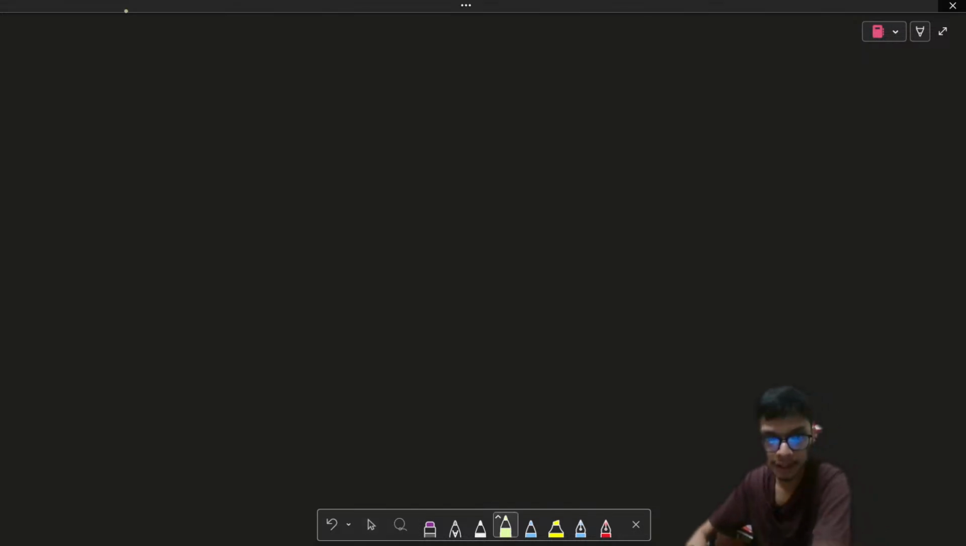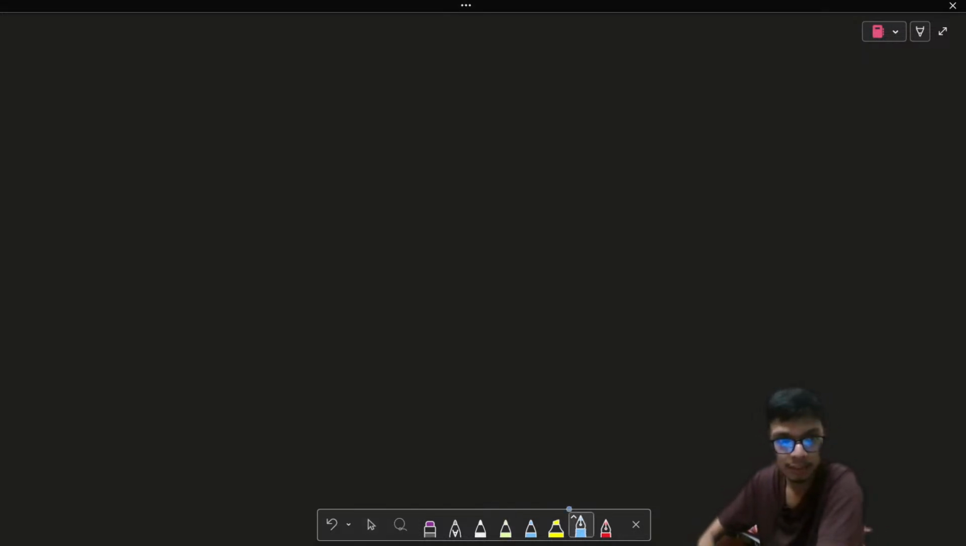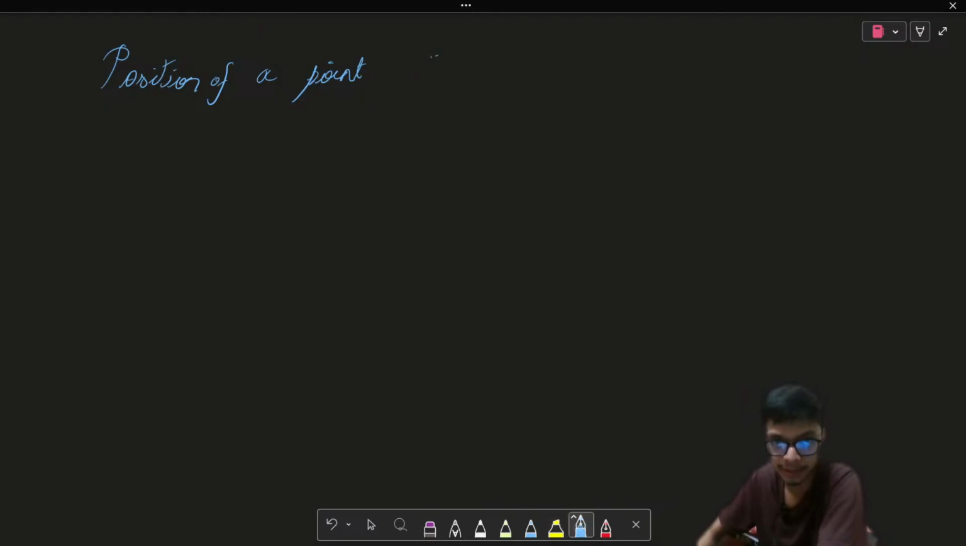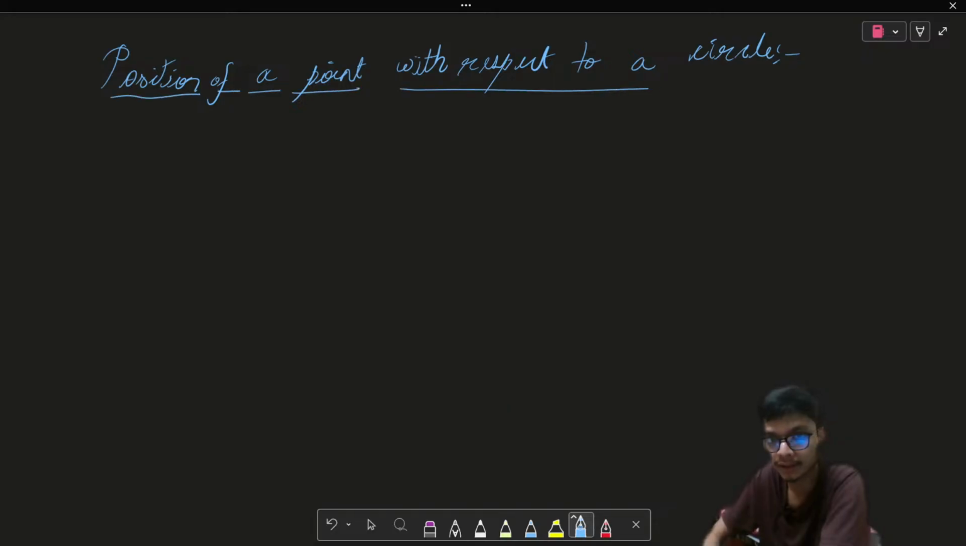Okay. So with this, we are now ready to discuss the general properties of the circle with respect to a point. So now I'm going to start with the discussion on the position of a point with respect to a circle. Let us try to understand how to find out the position of a point with respect to a circle, right? Let us try to discuss this now.